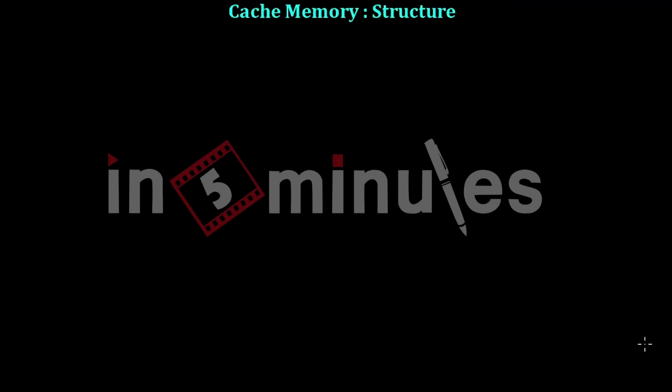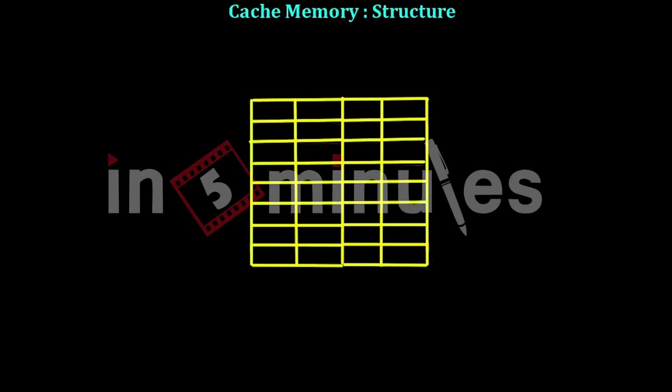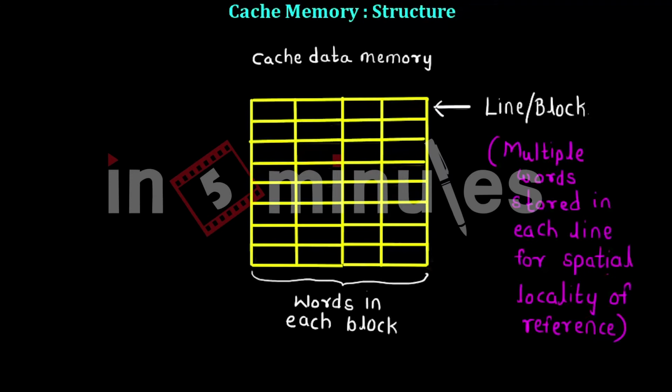In this video, we are going to talk about the internal structure of the cache memory and how the basic operations are performed inside a cache. So, first of all, let's look at the internal structure of cache memory. The data memory present in the cache is often divided into lines. Each line consists of multiple words stored for the spatial locality of reference.